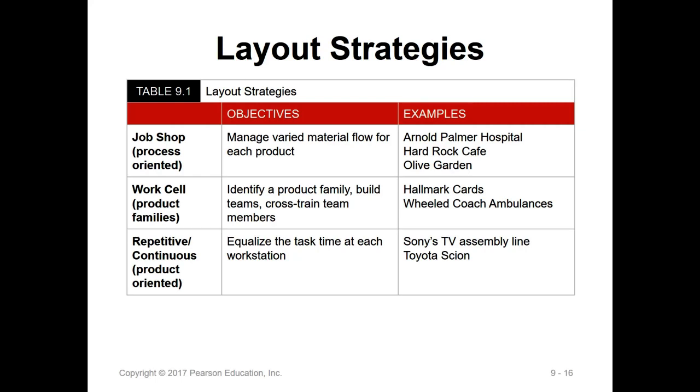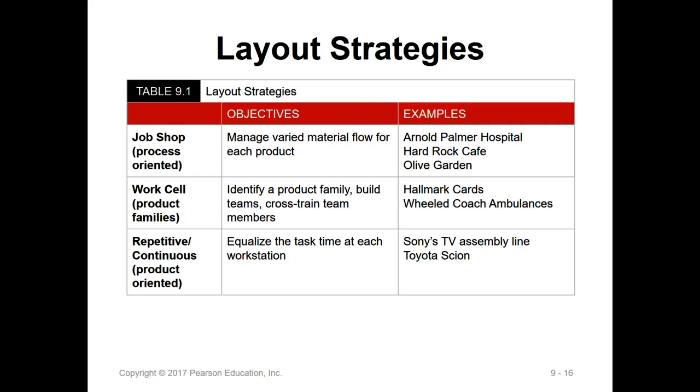So the example could be the hospital, because a hospital has a high variety but low utilization of equipment. Each patient needs a different treatment plan, so they need to go to different rooms for inspections or treatment. So it's a high variety. And some other work cells in a product family, for their layout, they give you examples like Hallmark cards, wheeled coach, and ambulance production.